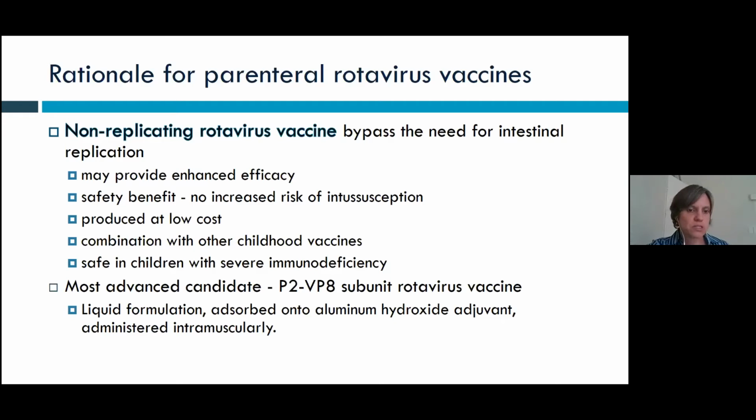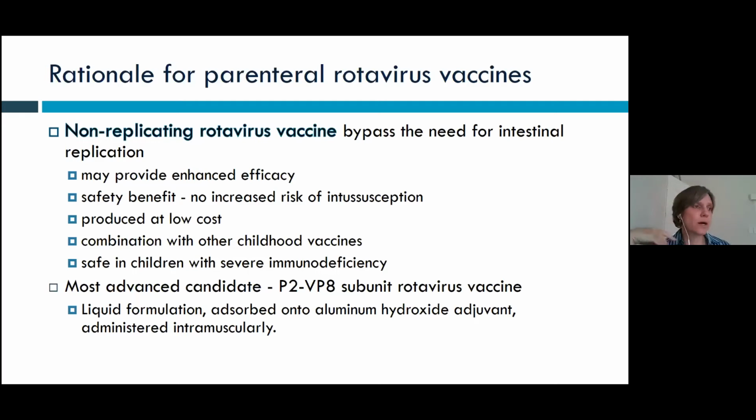And so the most advanced candidate is the P2-VP8, which is a subunit vaccine. So they've taken a part of the rotavirus and used the VP8 subunit part of it. I know you guys aren't mostly rotavirus experts, so it's just a part of the virus which they've replicated in E. coli. And this is a liquid formulation which is absorbed onto an aluminium adjuvant and is given intramuscularly.